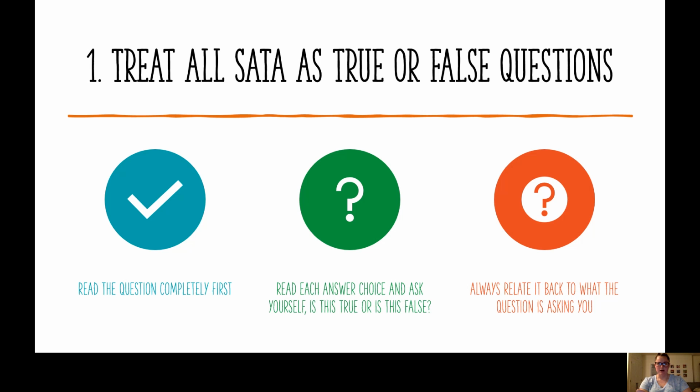I know it's a little out of the norm when you're answering multiple choice questions. You have to change the way that you think, but you want to read the question completely first, understand what the question is asking you, and then read each answer choice and ask yourself, is this true or is this false? And you always want to relate the answer choice back to what the question is asking you. So even though the answer choice may be correct in nature, it might not be correct in response to what the question is asking you.